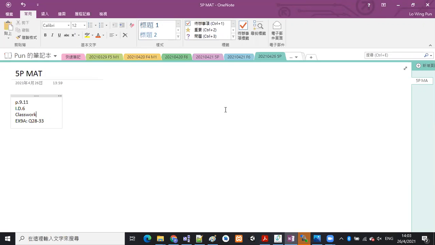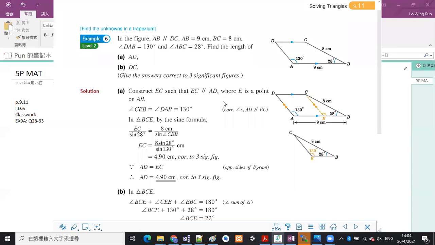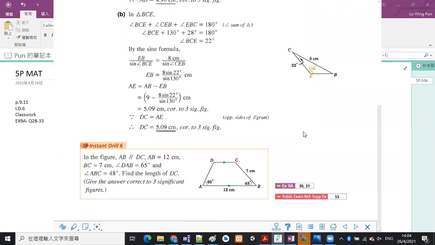At the very end of last lesson on Friday, I talked about one example. That is example 6, and there is no triangle here. There is no triangle, and then we need to add some lines to construct a parallelogram and a triangle. Okay, so that is like this.